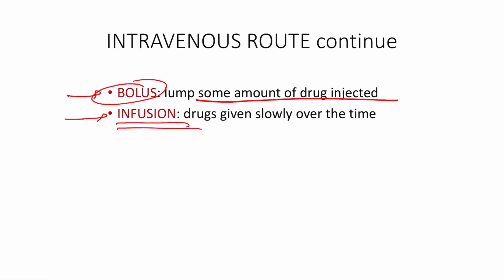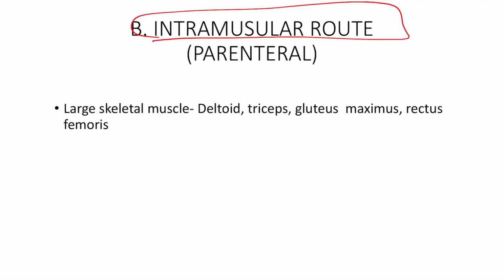What is infusion? Infusion means the drug is given slowly over a period of time. For example, if we need to administer IV fluids, or a particular drug which has been diluted in a bottle of IV fluids, it is given over a period of 6 hours or 10 hours or at least 2 hours, so the drug goes gradually into the system. So that is infusion. And the first one is bolus, where the particular amount of drug is injected into the system.